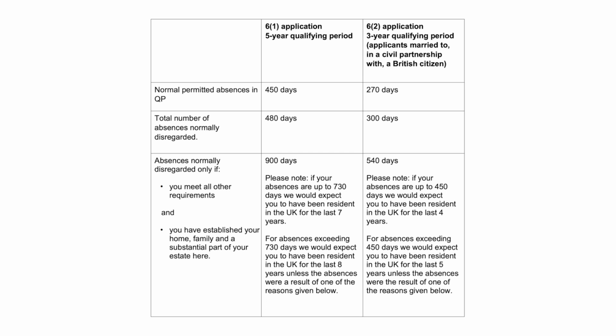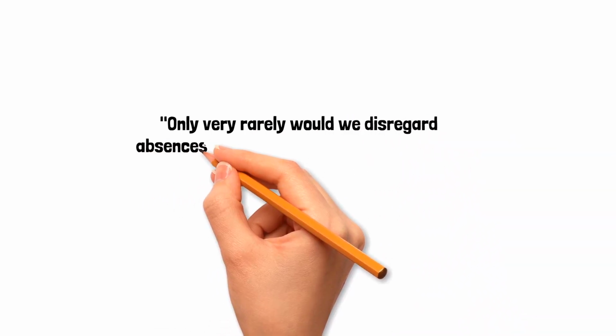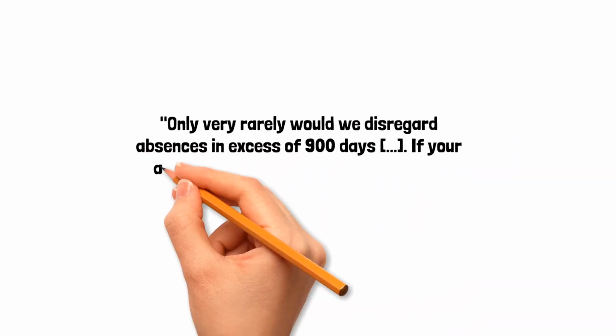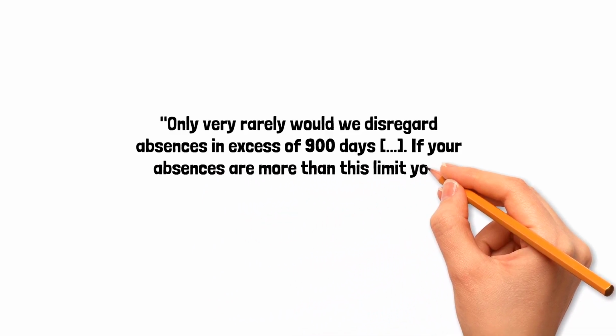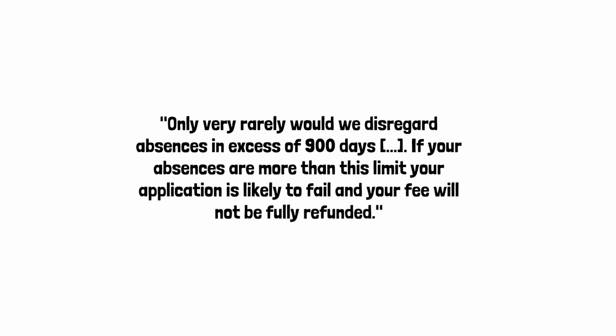So let's have a look at the exceptions if you like. So we'll start with absences over the whole 5 years. And you can see here that they're divided into different bands. And in each case, you can see here the circumstances in which it will be disregarded by the Home Office if appropriate. So the key points are that the Home Office says only very rarely would we disregard absences in excess of 900 days. If your absences are more than this limit, your application is likely to fail and your fee will not be fully refunded.